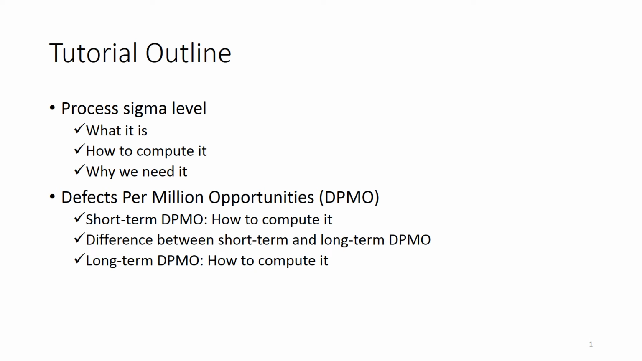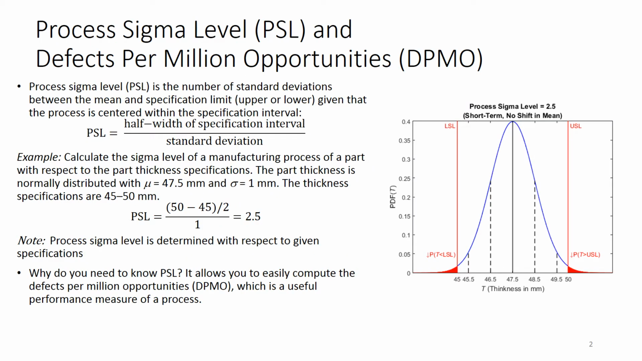In this tutorial I'm going to talk about process sigma level, what it is, how to compute it and why we need it. And I will also talk about defects per million opportunities, DPMO, how to compute short-term DPMO, the difference between short-term and long-term DPMO, and how to compute long-term DPMO. Let's talk about process sigma level.